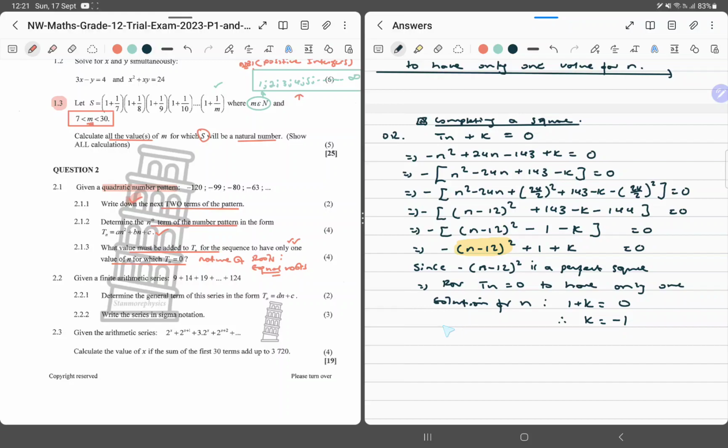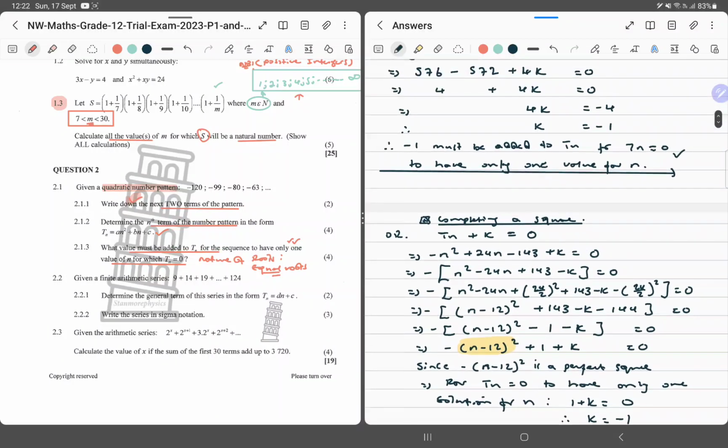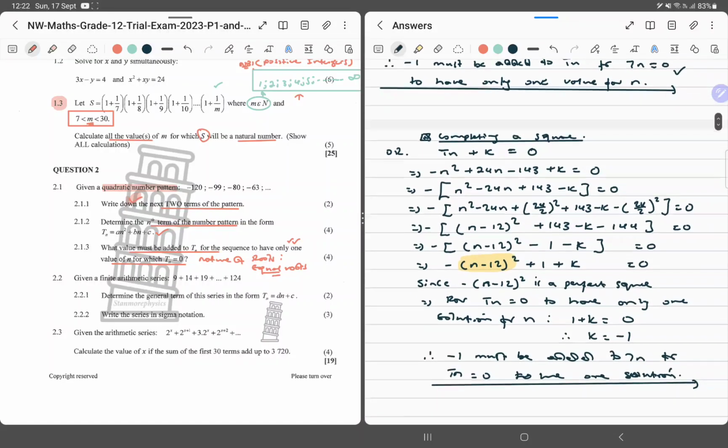Is it not so? So you can make a conclusion. Therefore, minus 1 must be added to Tn for Tn equal to 0 to have one solution. Excuse me for my writing over there, I'm a bit in a hurry. So this is what you would do in matric, or say grade 11, because this is a grade 11 question essentially.